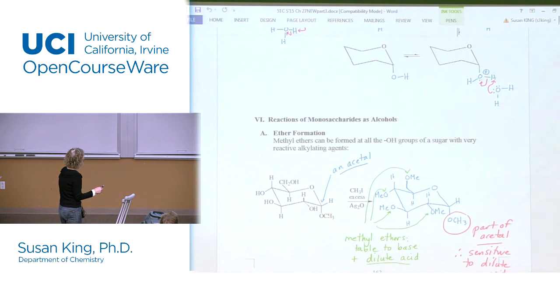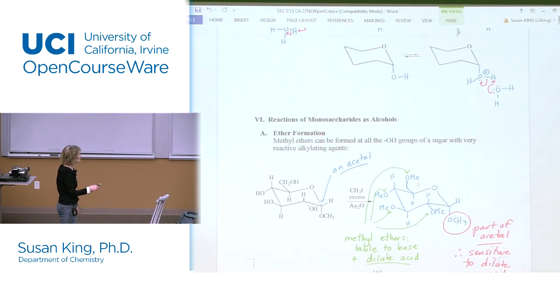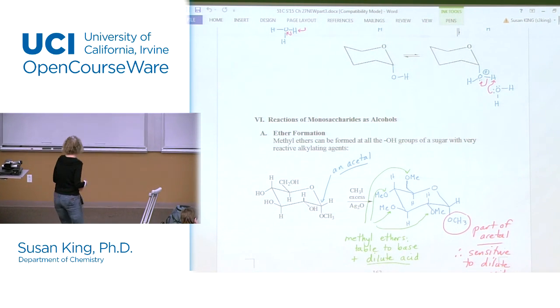What we did, we started with the glycoside and basically deprotonated every hydroxyl and treated it with excess methyl iodide. So every single free hydroxyl is methylated. Once we do that, these are now methyl ethers, and they're very stable. In order to cleave a methyl ether, you need to use hot concentrated hydroiodic acid, which is really strong conditions. So these guys stay, but this is still an acetal, and we know that acetals come off very easily in the presence of acid. So that's part of an acetal, sensitive to dilute acid.